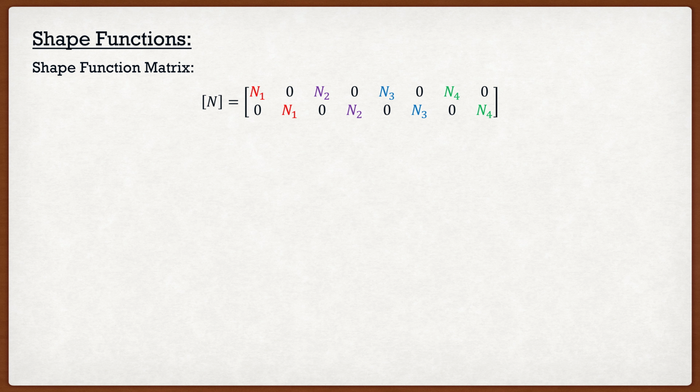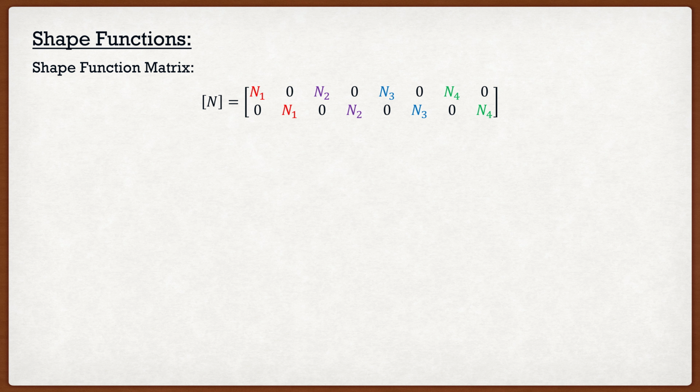So as we can see here, it looks kind of complicated, but it's actually really simple in the fact that every 2 columns is just related to a shape function. I look at the first 2 columns, well, it's just N1, 0, 0, and N1. Nice and easy. I look at the next 2 columns, well, then it's N2, 0, 0, and N2.